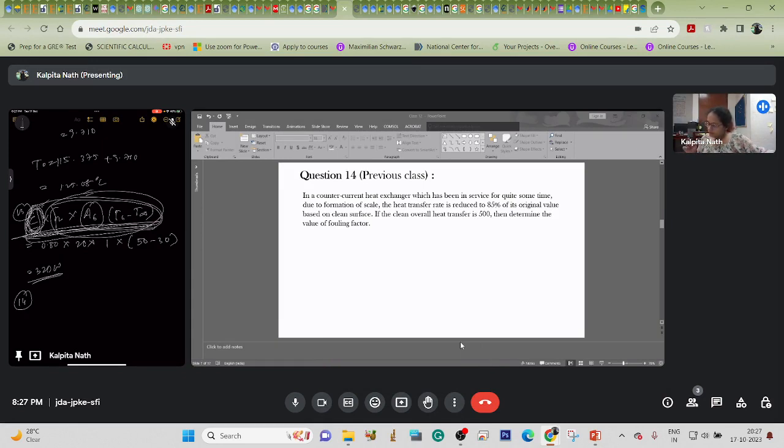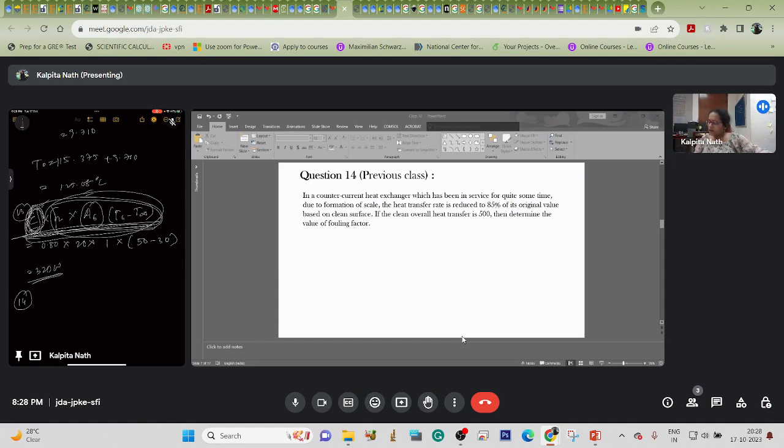So the Q has decreased to 85% now. If the original Q we have taken, we don't even need to calculate. It will just reduce to 0.85 of that. Right now, the overall heat transfer coefficient previously was 500, so it was 1 upon 500. The resistance will now be 1 upon some new U.